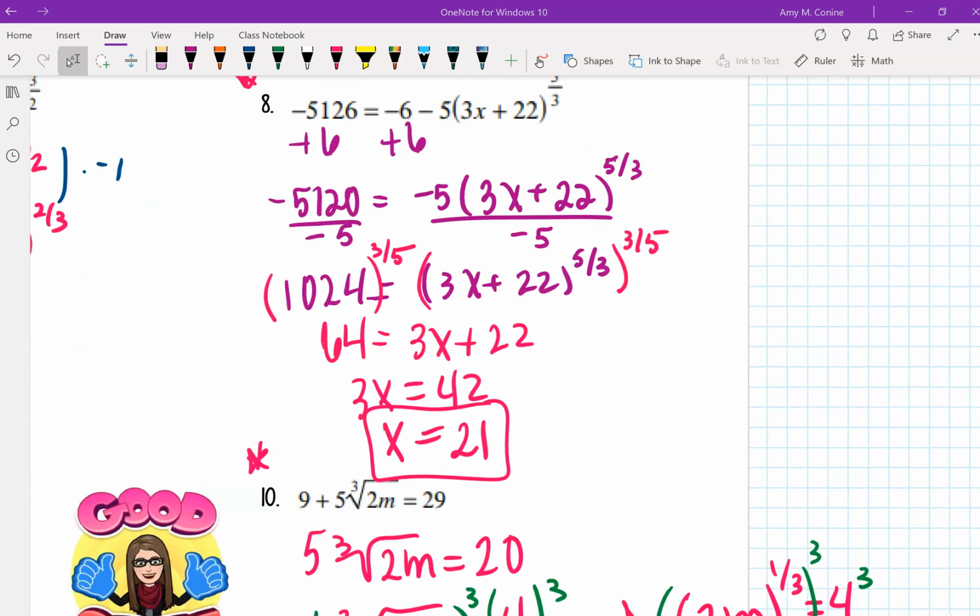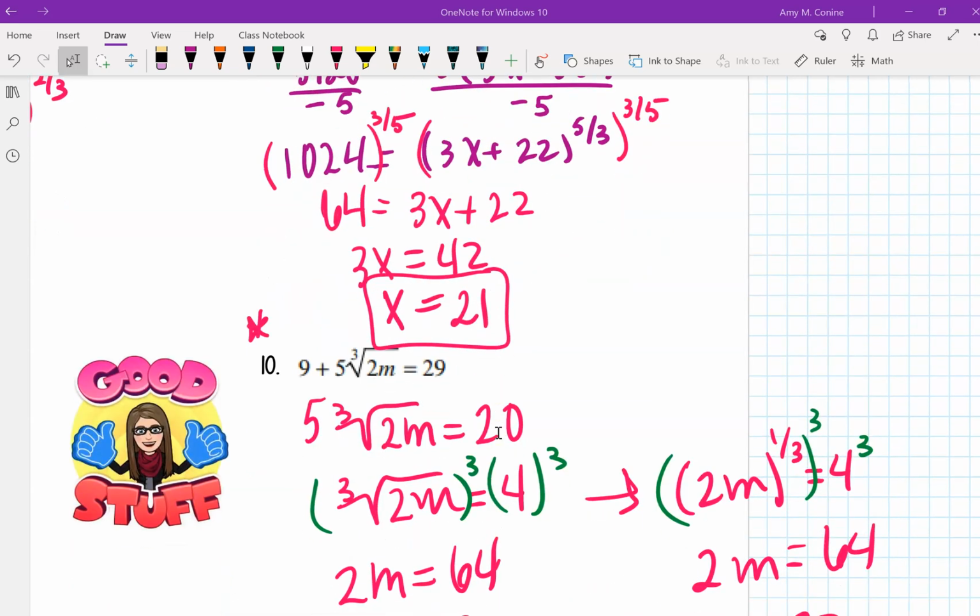All right, so I got 8 for the answer for 8x equals 21. You needed to add your 6 over, and you were going to divide by -5. And then when you do that, everything is by itself in the group, so you can raise both sides to the 3/5. And then you can just solve for x, so you get 21. Again, we would go back and check to make sure this doesn't give us an undefined answer, but we're not going to do that right now.